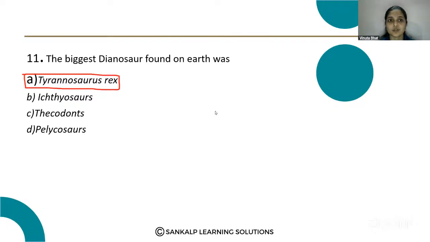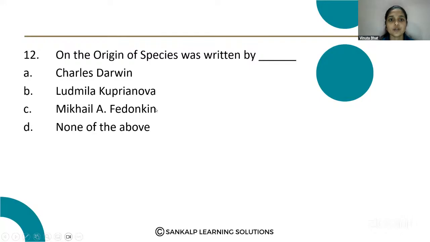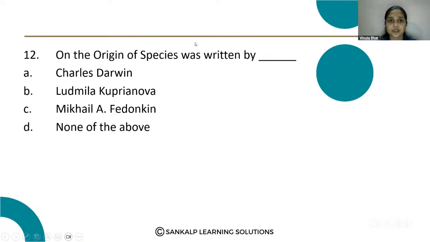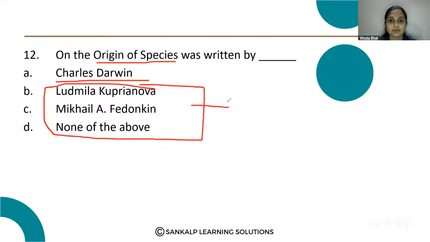Yes, next move to the 12th question. The book Origin of Species was written by Charles Darwin, Ludmila Kuprianova, Mikhail Feridunkin, none of the above. So here option A, Charles Darwin, the Origin of Species was written by Charles Darwin. The other scientists' names are not mentioned in the evolution chapter. Okay, so the correct one is Charles Darwin. Please note down the answer.